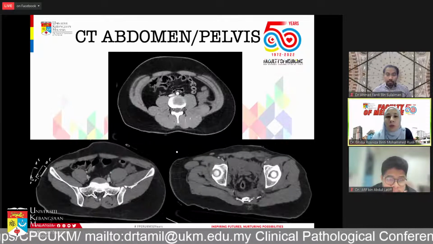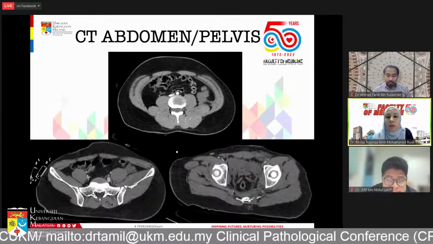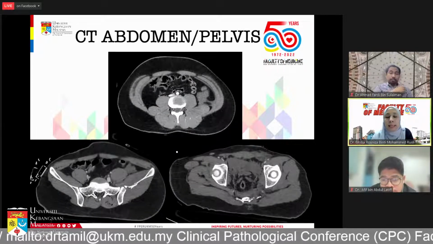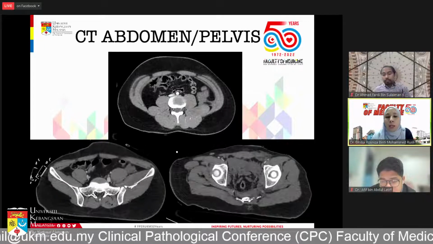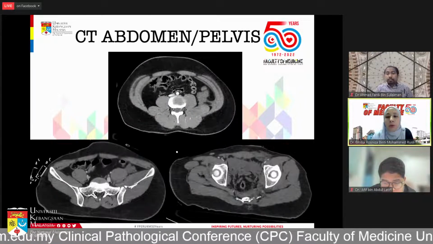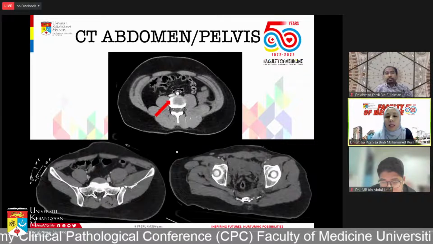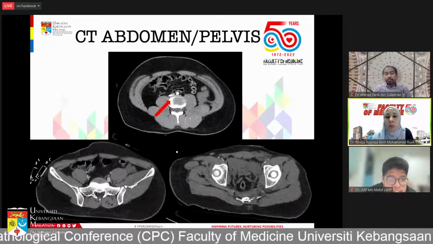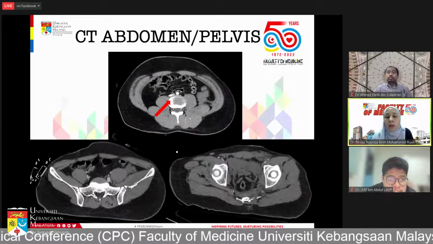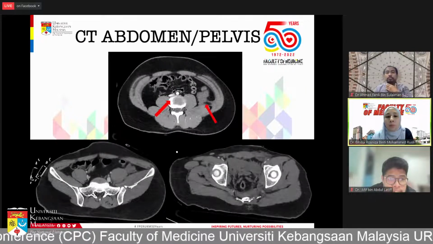So moving on to the patient's CT abdomen and pelvis. This is an axial view of the lower abdomen and pelvis in soft tissue window. Okay, first of all, you can see that the aorta as well as the IVC is small in caliber, indicating that the patient is actually under volume.